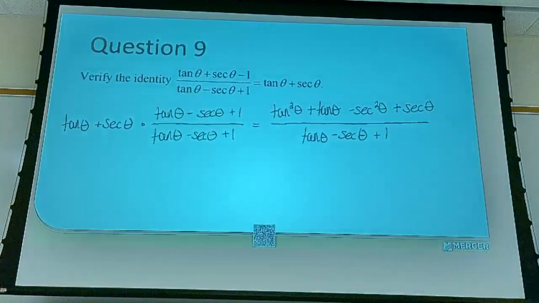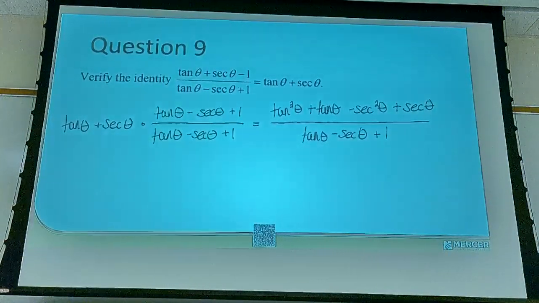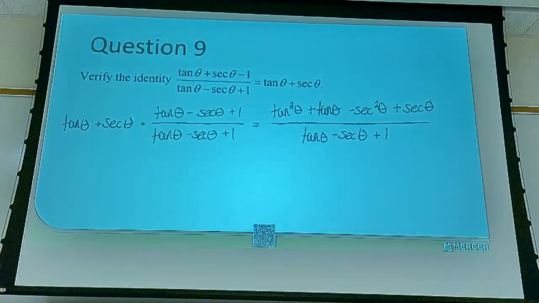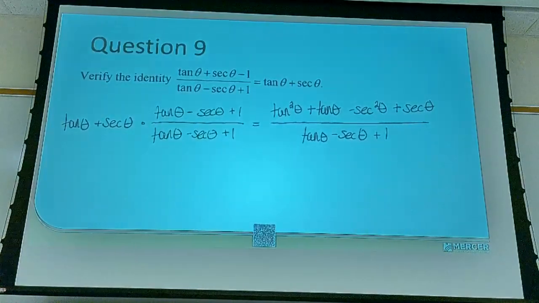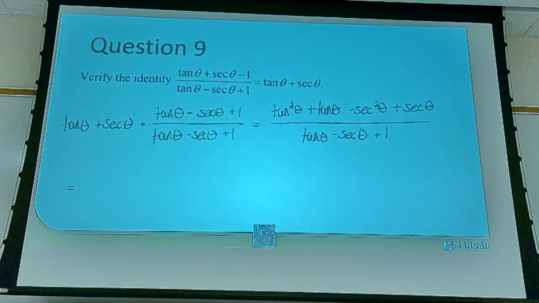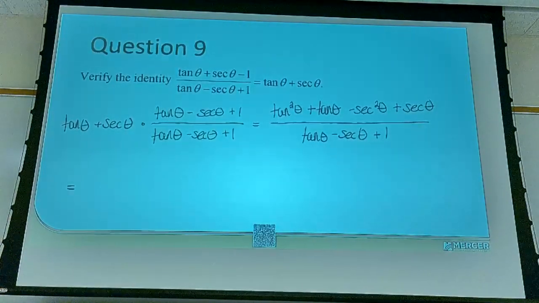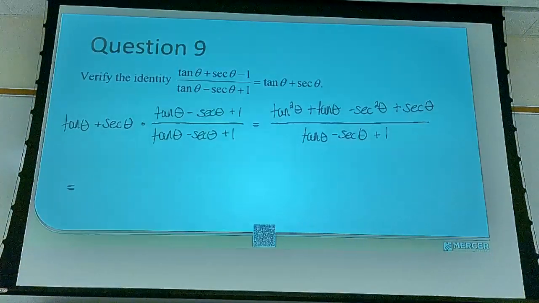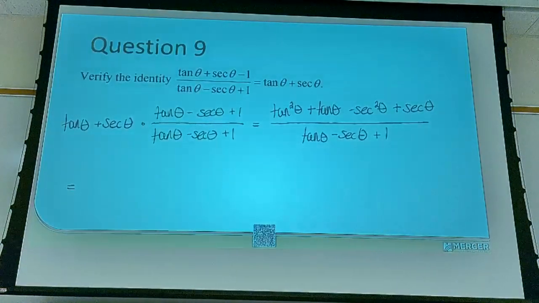Now, how do I want to proceed? There's actually two ways to go. I'm going to go this way. I have a tangent squared and I have a secant squared. Pythagorean identity: 1 plus tangent squared is secant squared. Or tangent squared is secant squared minus 1.